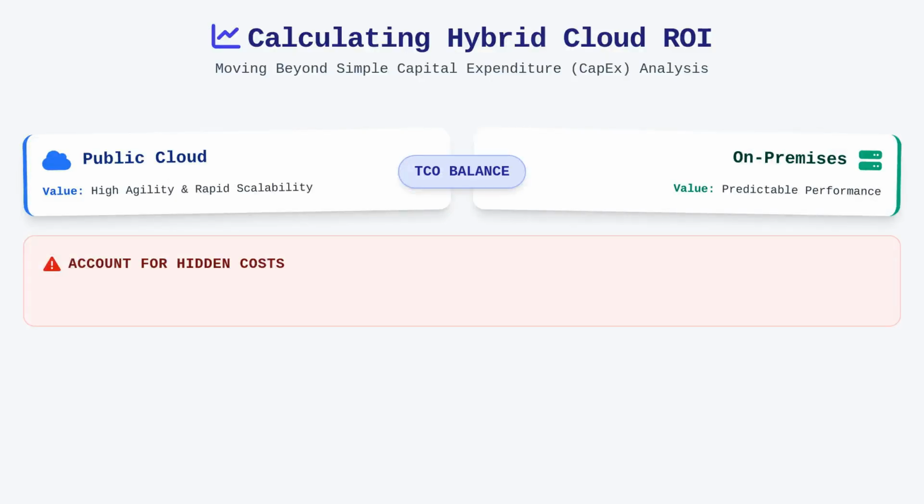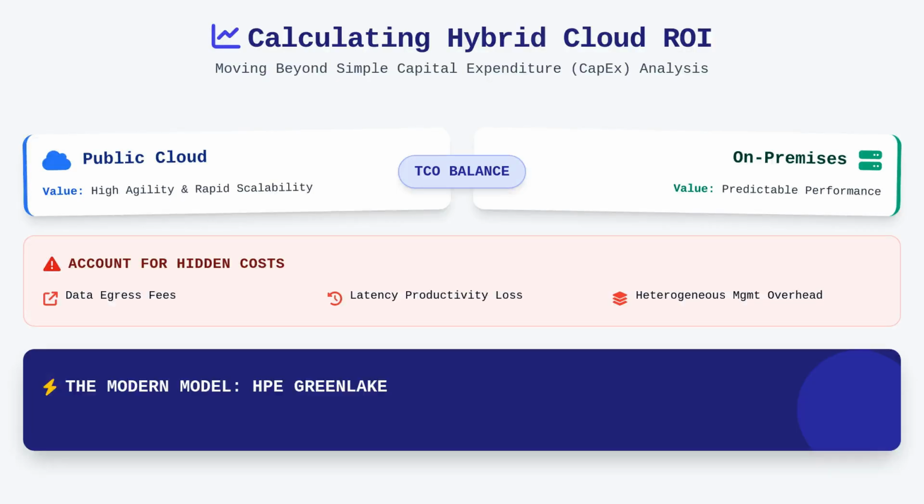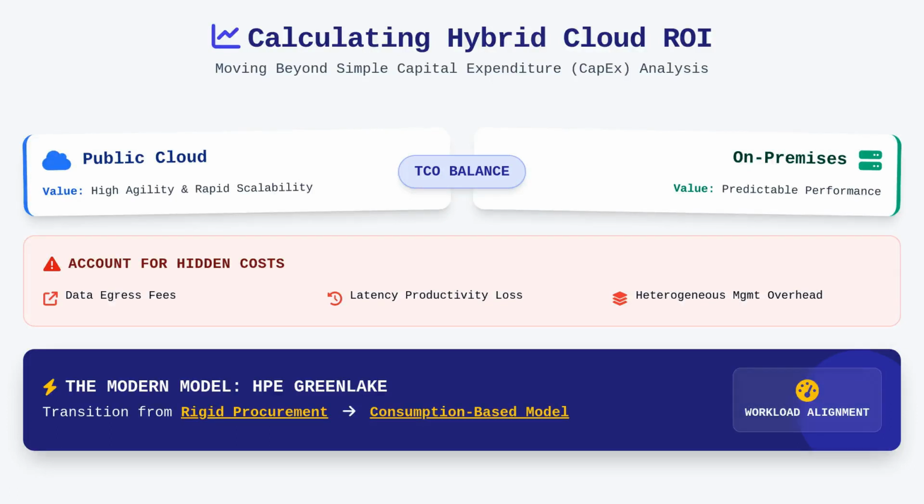You need to account for hidden costs such as data egress fees, latency-related productivity losses, and the overhead associated with managing heterogeneous environments. A robust ROI model incorporates the lifecycle management of compute resources, where software-defined control mechanisms allow for more precise resource allocation. By leveraging HPE GreenLake, for instance, organizations can transition from a rigid procurement cycle to a consumption-based model that aligns expenditure directly with actual workload utilization.